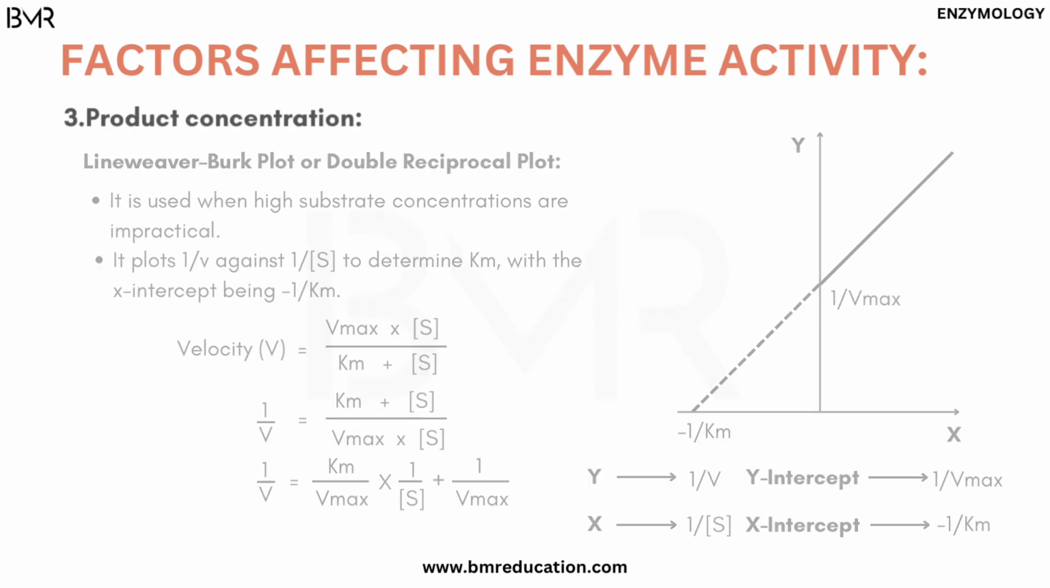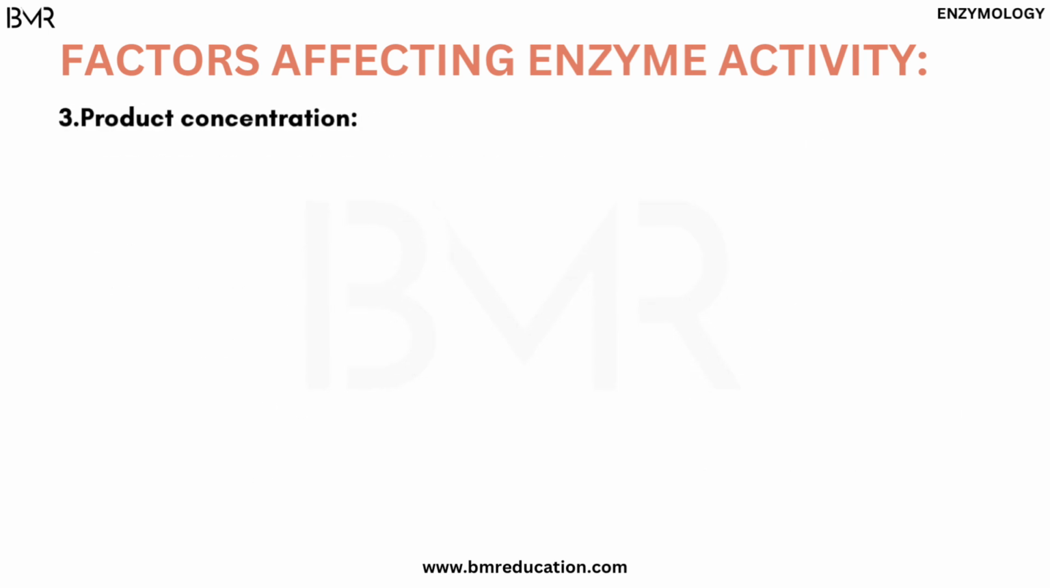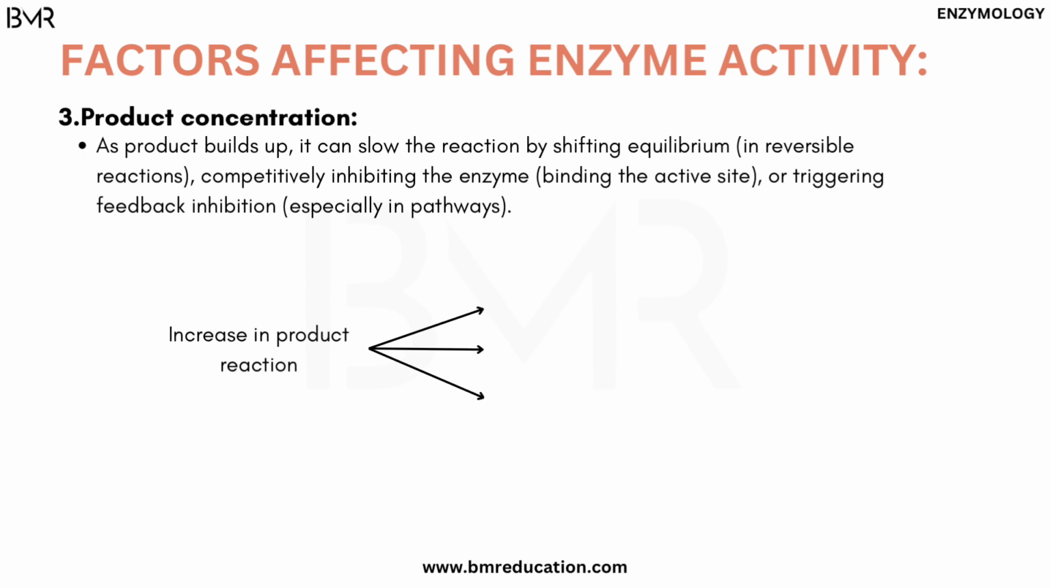Product concentration. As product builds up, it can slow the reaction by shifting equilibrium, competitively inhibiting the enzyme, or triggering feedback inhibition.